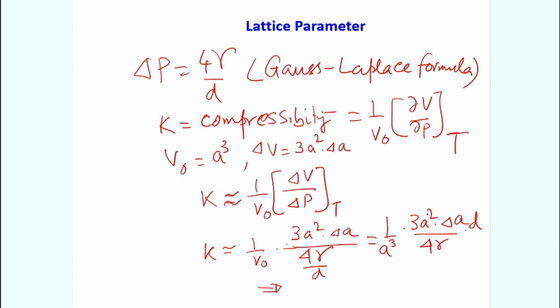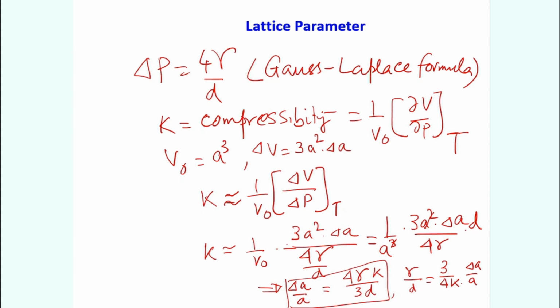Let us do that. So, a cube and a square get cancelled, and delta A by A becomes 4 gamma K divided by 3d. Am I right? That is what it is. Or you can write it this way also: gamma by d is equal to 3 by 4K into delta A by A. So, this is your lattice parameter change.